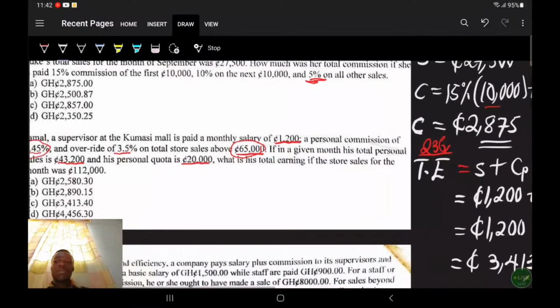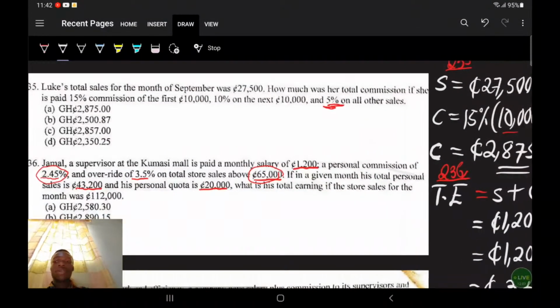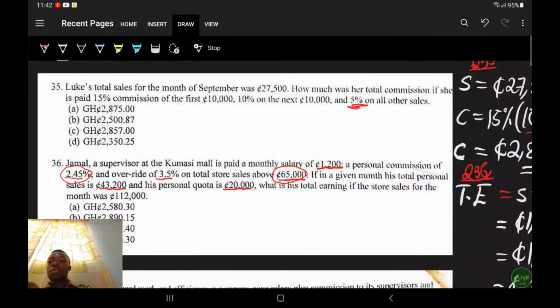I think we haven't even checked the options. So for question 35, we had 2,875. That was option A. Option A, 2,875.